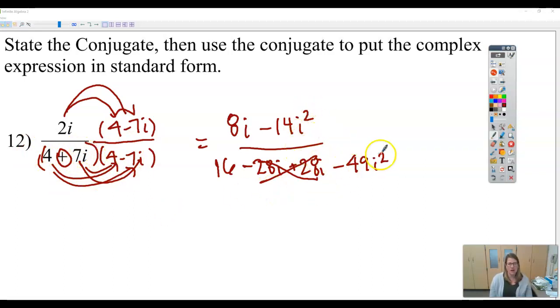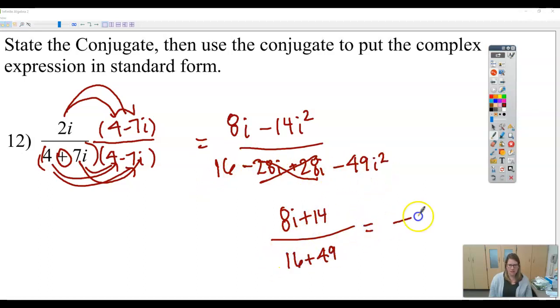Now, each i squared can be replaced by negative 1. So this would become 8i plus 14 on the top. And on the bottom, I would have 16 plus 49. So 16 plus 49 is 65. And then 14 plus 8i, I would want to change the order so I have the real part first and then the imaginary part. And now I can break it up. It's 14 over 65 plus 8i over 65.